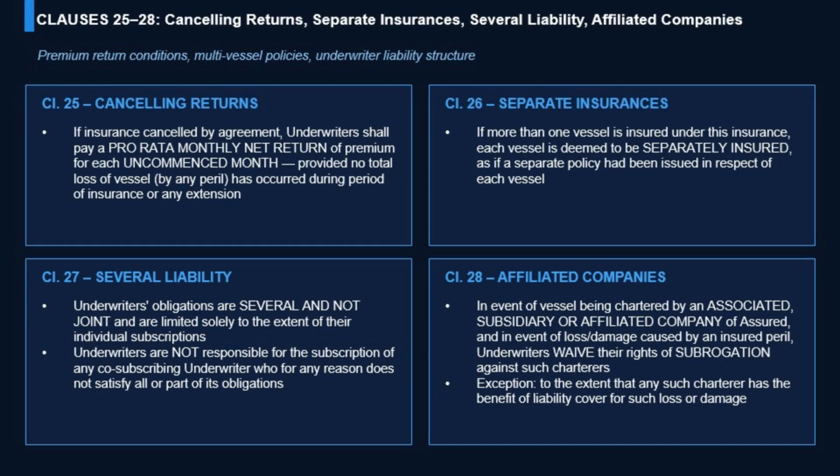Clause 27 introduces the principle of several liability. Each underwriter is responsible only for their own subscribed share of the risk. One underwriter is not responsible for another underwriter's share. Clause 28 deals with affiliated companies. Where a vessel is chartered by an associated or subsidiary company, underwriters waive certain rights of subrogation against that affiliated company. These clauses define administrative and legal relationships within marine insurance contracts.